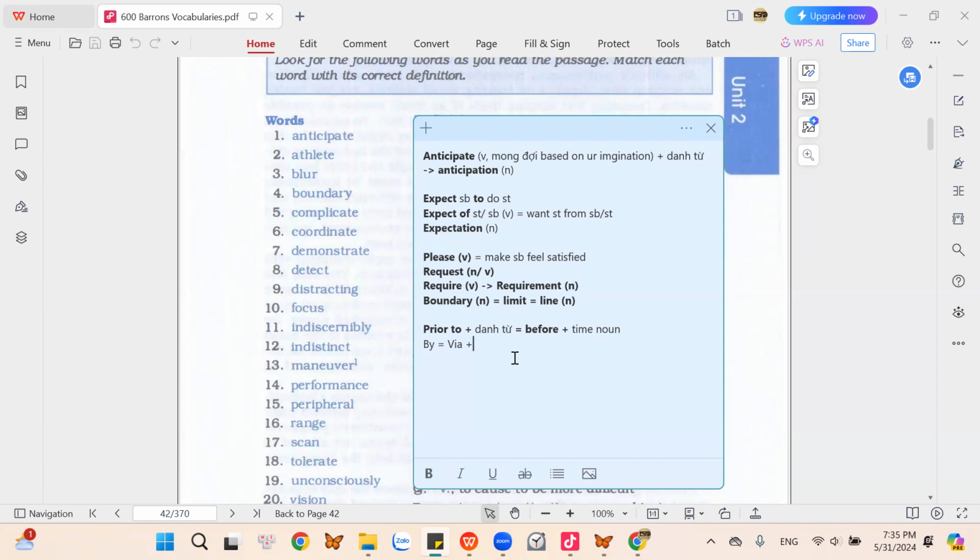Via means by, okay? Here we don't use via when it comes to transport, when it comes to vehicles. Like I come here by car, but nobody says I come here via car. Never. You can only use via and by when it comes to social networks, the social platforms: Zalo, Facebook, messages. All right, so here, please try to use these words.